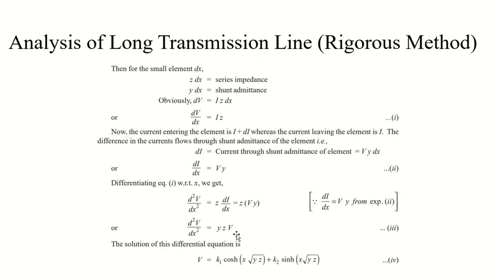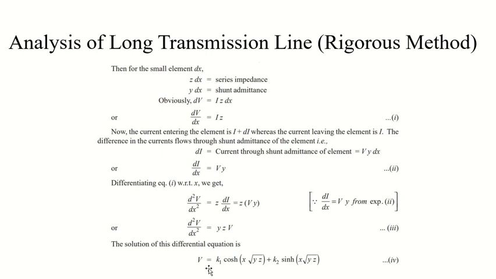Now when you solve this differential equation, d square v by dx square is equal to yz into v, you will find the value of v, and it will be something like this. So v will be equal to k1 cosh x under root yz plus k2 sinh x under root yz. Now again, let's take the differentiation of this equation as well with respect to x.